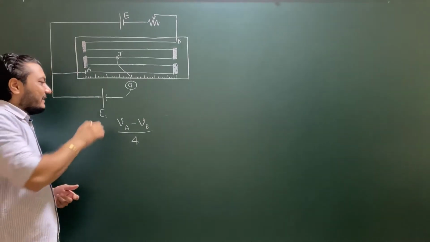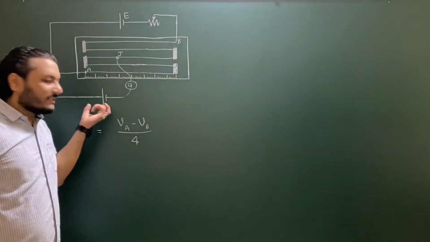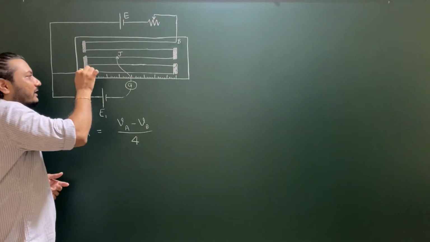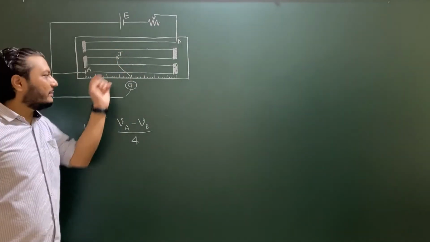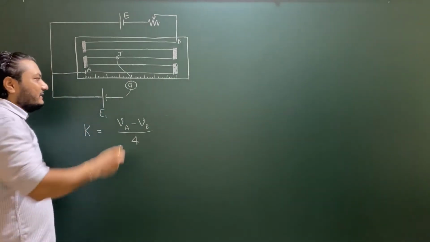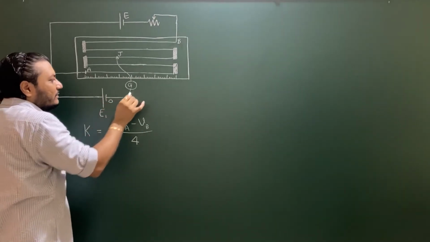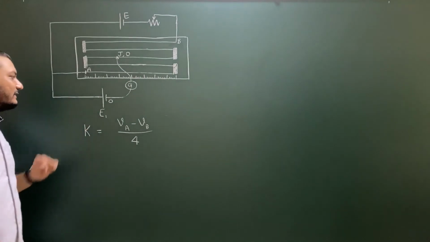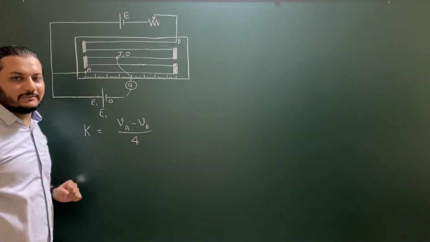Now in the secondary circuit, there is a Leclanché cell connected, and in the question it is given that for this Leclanché cell, the balancing length is 1 meter. It means if you go from point A along this wire up to point J, then the length of this wire is 1 meter and there is no current passing through this galvanometer. Since there is no current through the galvanometer, if I say the potential here is 0, then the potential of this point J will be 0. And immediately after this cell, the potential will be E1. Then up to point A, the potential remains E1.